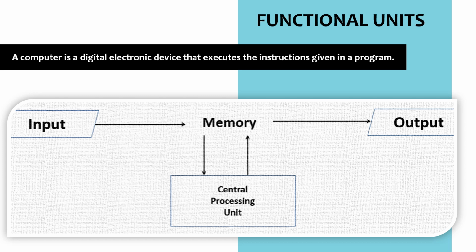Fine. And you know that CPU contains two parts, ALU and CU, and different arithmetic and logical operations it performs. Control unit controls all the operations of the computer. So these basic things you know very well, right? So let's go to the next slide.